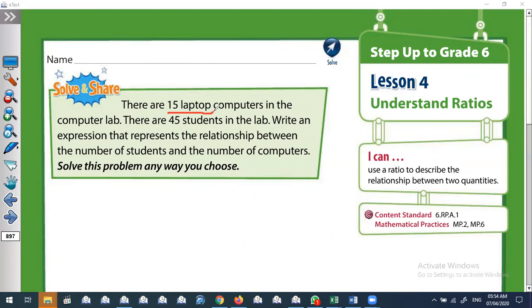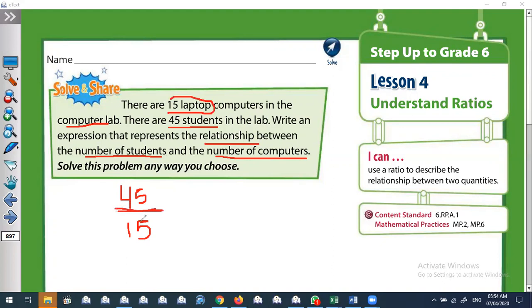There are 15 laptop computers in the computer lab. There are 45 students in the lab. Write an expression that represents the relationship between the number of students and number of computers. So which came first? Students. So you have to start with the students. The students are 45. So 45 over 15.